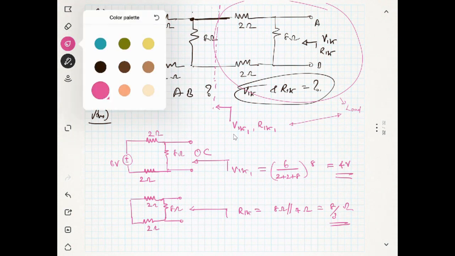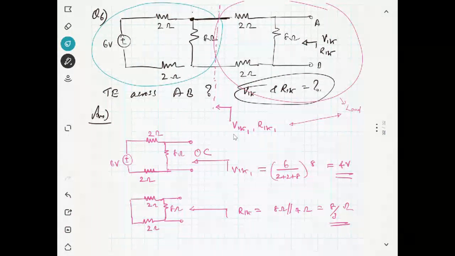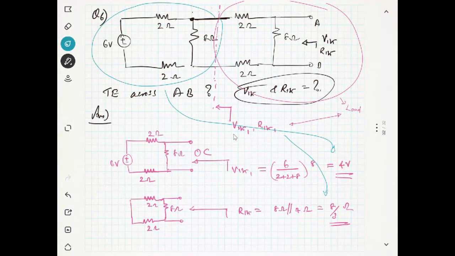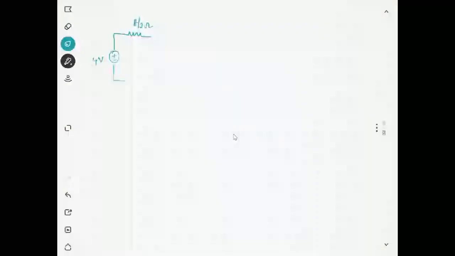Now I will change this part of the circuit, using my VThevenin and my RThevenin. Is it okay? I changed the part of the circuit. Yes, this is my VThevenin 1 and RThevenin 1 for the first stage. So I replace the circuit with a 4 volt. It's very easy now. So you see here 4 volt, and it is 8 over 3 ohms.